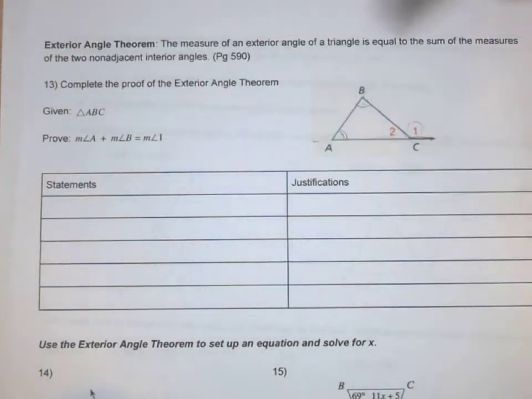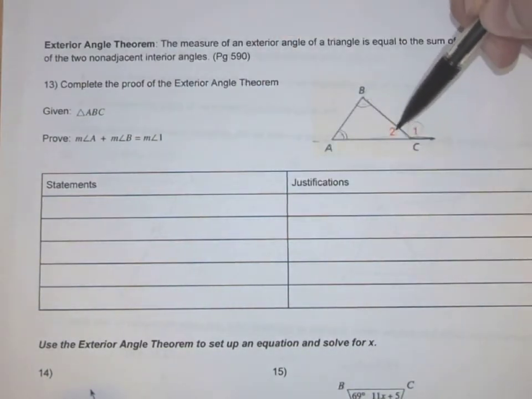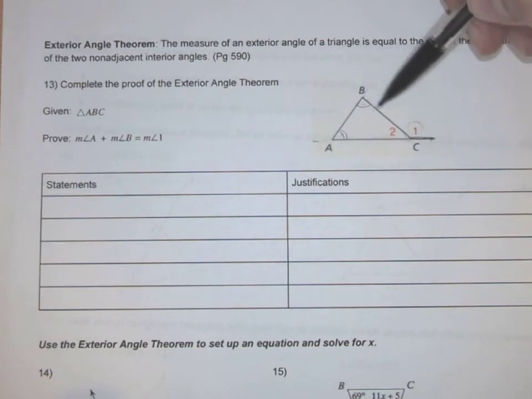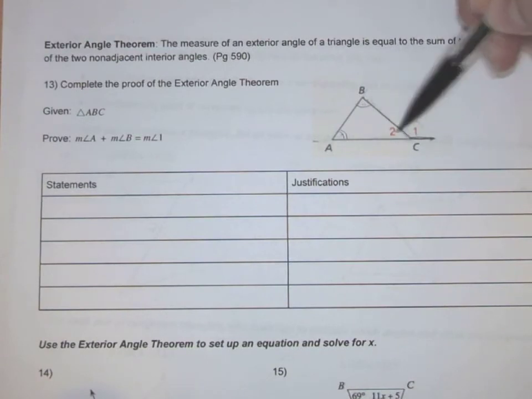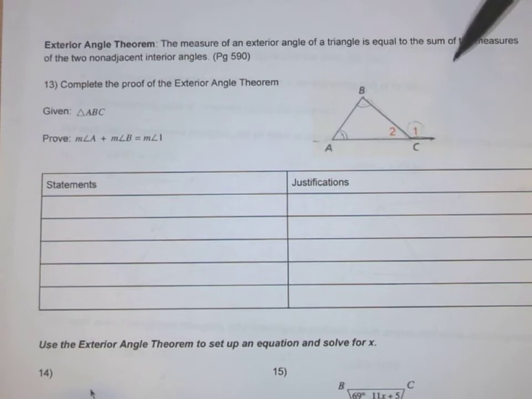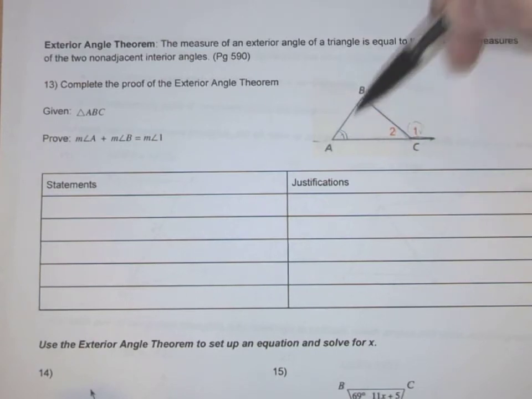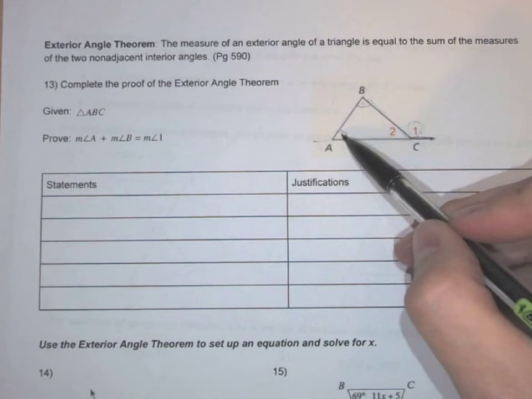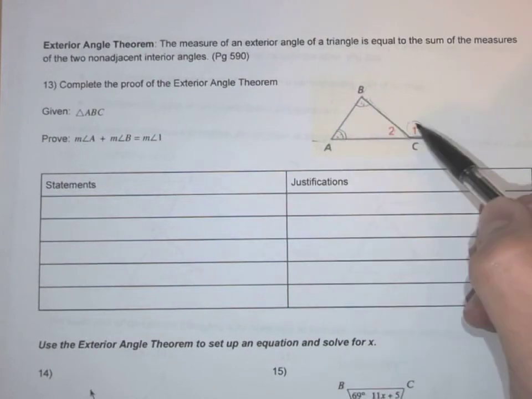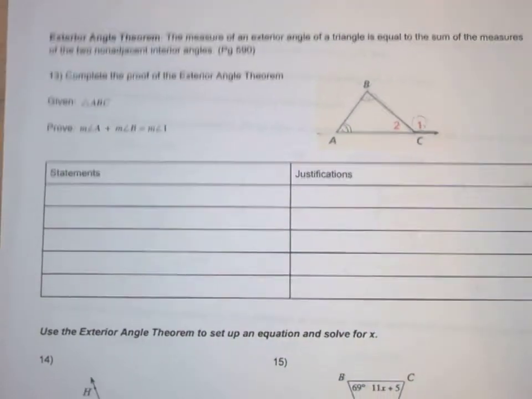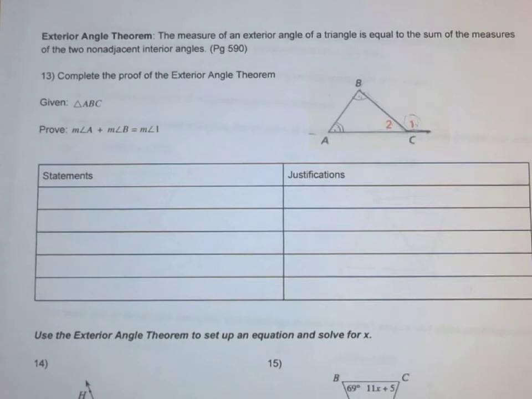The other thing it says is non-adjacent. So notice that angle 1 and angle 2 are adjacent because they share a ray. So when we talk about the sum of the measures of the two that don't touch number 1, so these two guys, what we're out to prove here is that this angle plus this angle is going to be equal to angle 1.